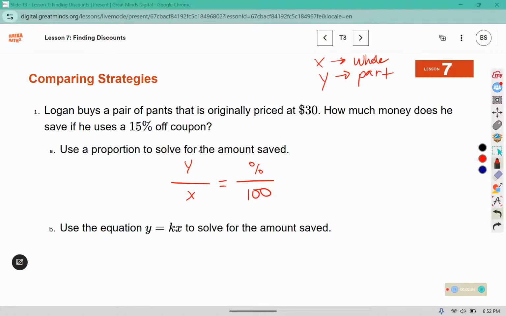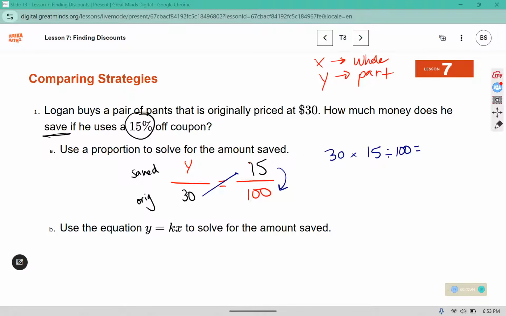It says to use a proportion to solve for the amount saved. The amount saved is the part, and the percent saved is 15. The original price is the whole, so we can cross multiply and then divide. Which tells us he saves $4.50.